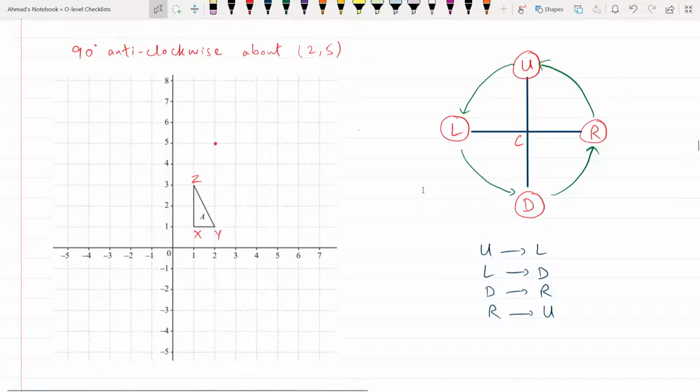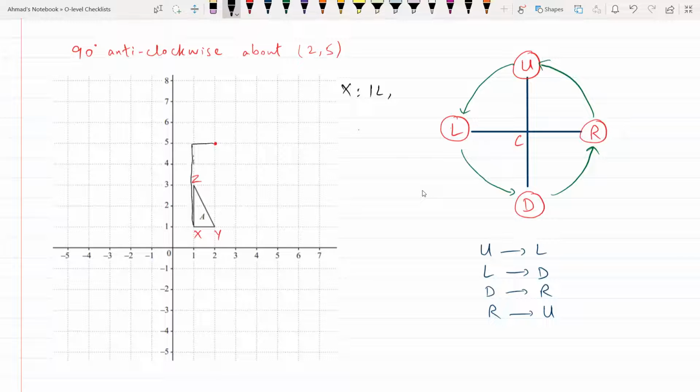Let's do a 90 degrees anti-clockwise rotation. Okay. What happens in this case? What is your center? The center is 2, 5 here. 2, 5 is the center of rotation in this case. Now, how do you reach x from the center of rotation? You go 1 left, and then we go 4 units down.